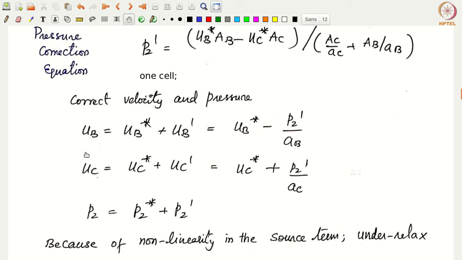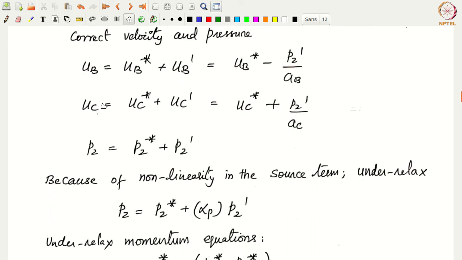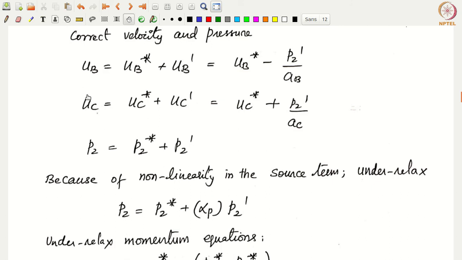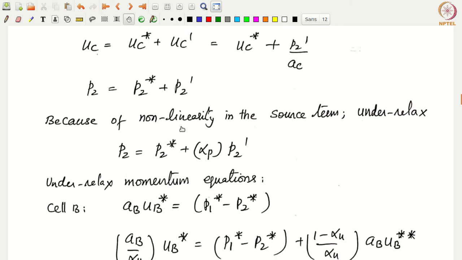These UB and UC now satisfy the continuity equation, but they do not satisfy the original momentum equation because the momentum equation itself is non-linear. We have C mod U times U, where C mod U itself was taken as U aB. aB contains UB star values, which have now been updated, so the velocities don't satisfy the momentum equations. Because of the non-linearity, of course, they don't satisfy, and we also have to under-relax the equations because of the non-linearity in the source term.